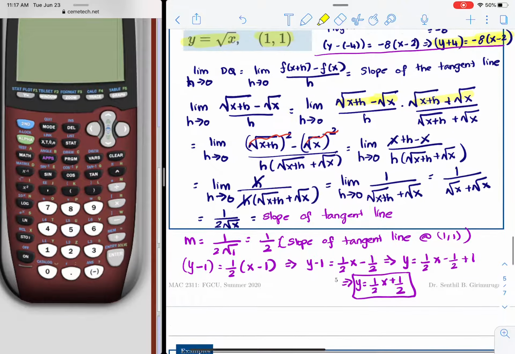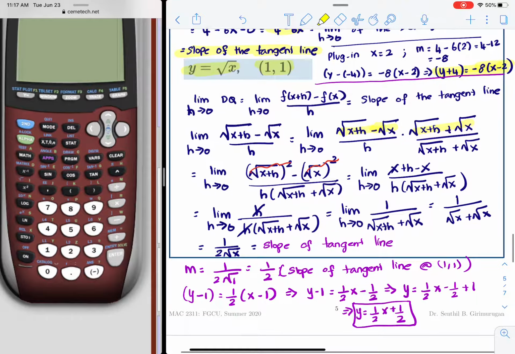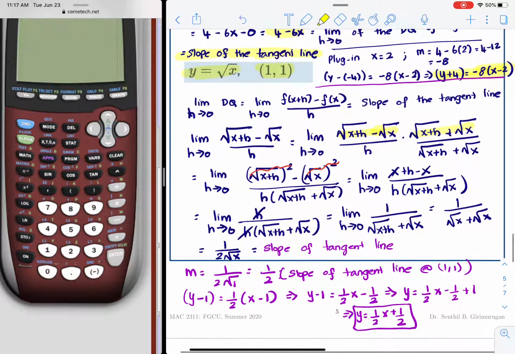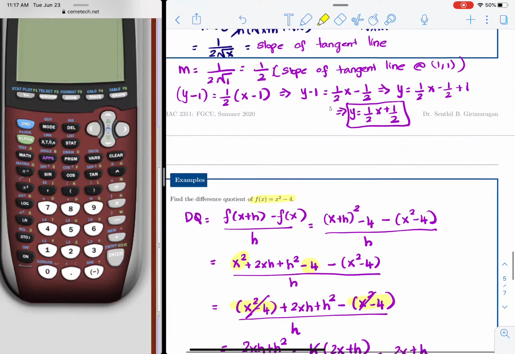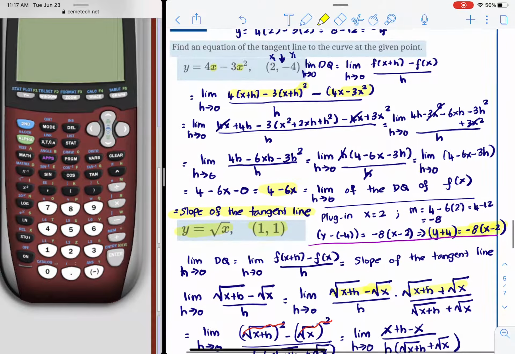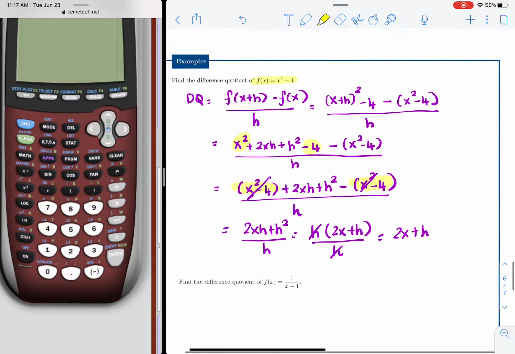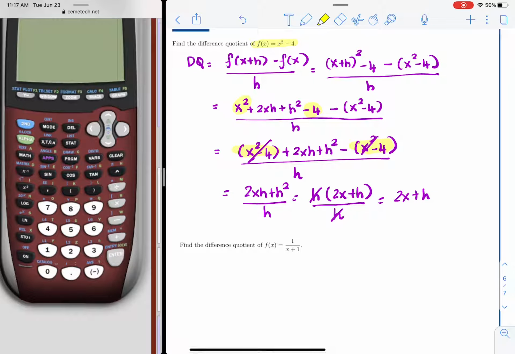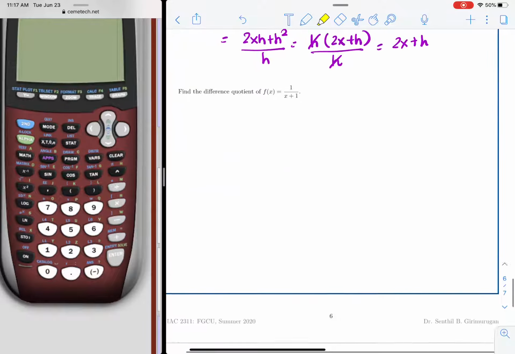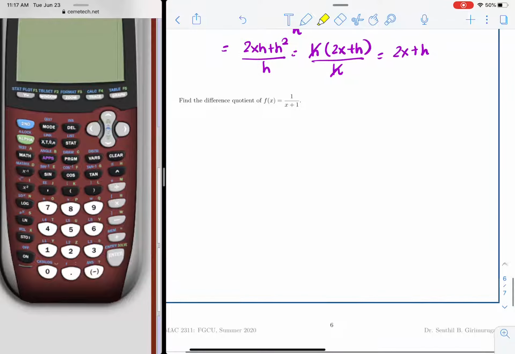And we saw it in the previous one. Square root of x disappeared. And here 4x minus 3x squared disappeared. So if we did the algebra correctly, the original function x squared minus 4 will disappear when we find the difference quotient. So the last problem is f of x equals 1 over x plus 1.